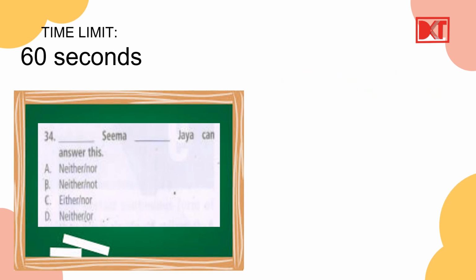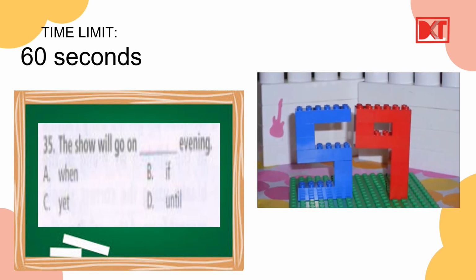Okay, here dash Seema dash Jaya can answer this. Now this one's pretty easy, I think. Neither Seema nor Jaya, either Seema or Jaya, neither Seema or Jaya. I'm pretty sure all of you answered this question despite this being a hot question. Although it's supposed to be tricky, I don't think it was, because we know the correct pair is neither Seema nor Jaya. Neither and nor go together. Not neither or, not either nor. The correct answer is neither nor. All right.